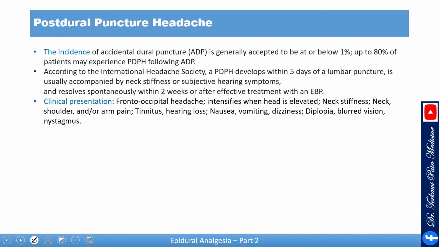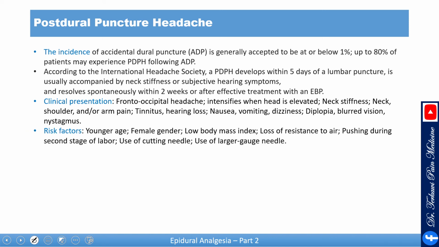The clinical presentation is usually a fronto-occipital headache that intensifies when the head is elevated, with neck stiffness, neck, shoulder and arm pain, tinnitus, hearing loss, nausea, vomiting, dizziness, diplopia, blurry vision, and nystagmus. Risk factors: younger age, female gender, low body mass index, loss of resistance to air, pushing during second stage of labor, use of a cutting needle, especially with spinal, and use of a large gauge needle.